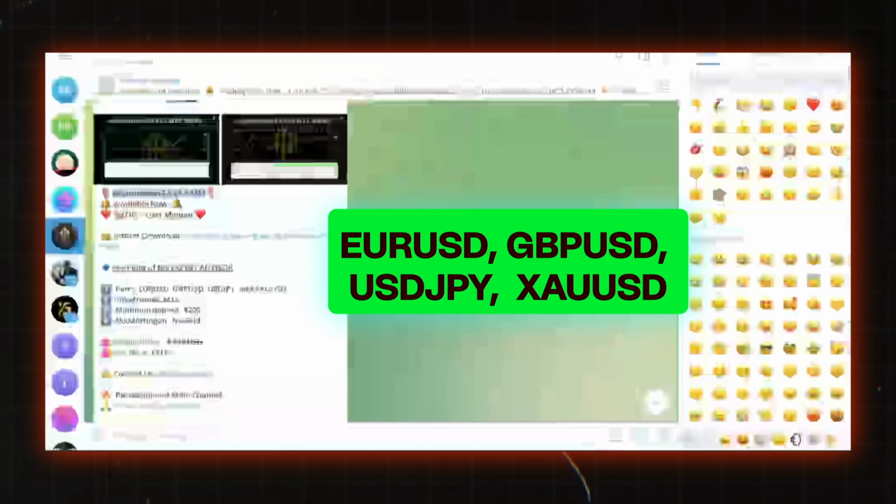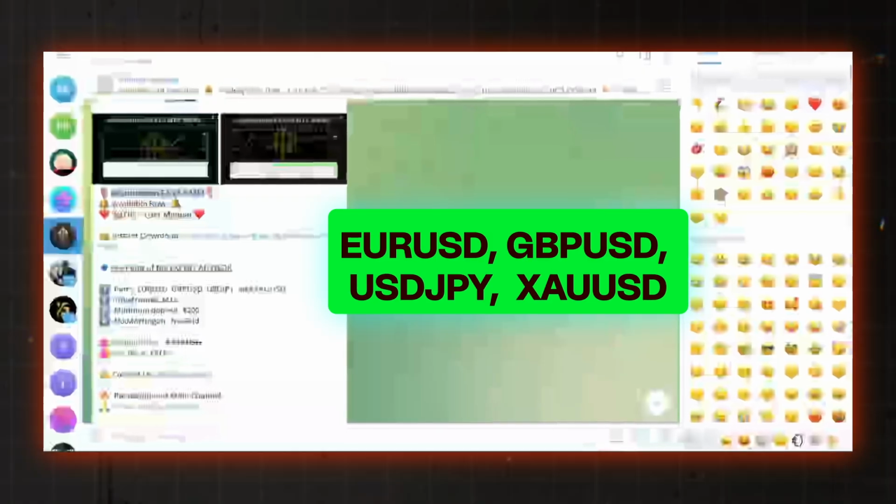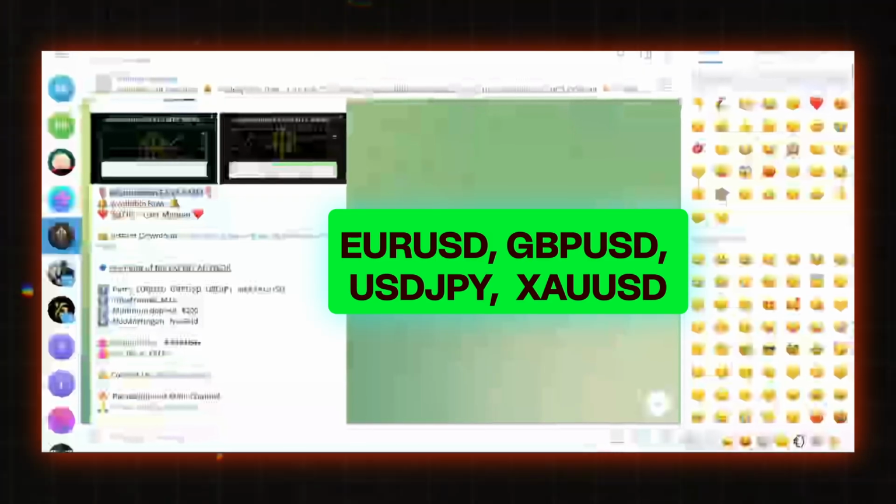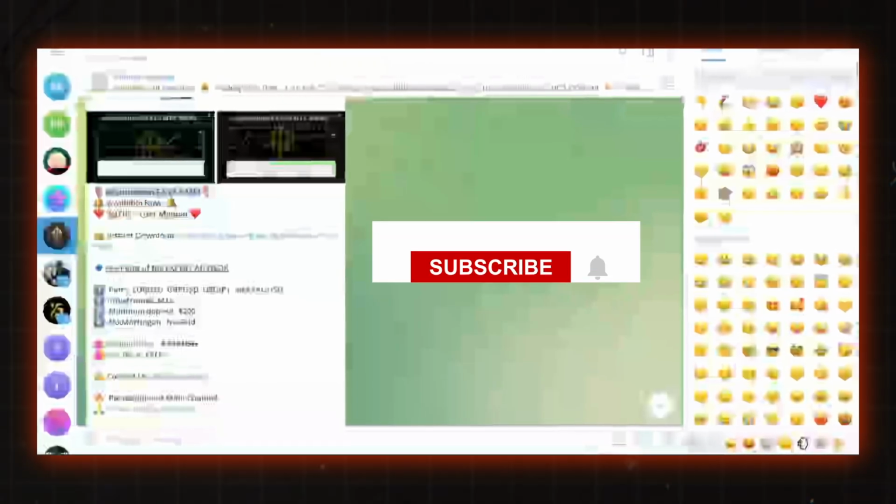It supports EURUSD, GBPUSD, USDJPY, and XAUUSD on M15 with a $200 minimum deposit. No martingale or grid.